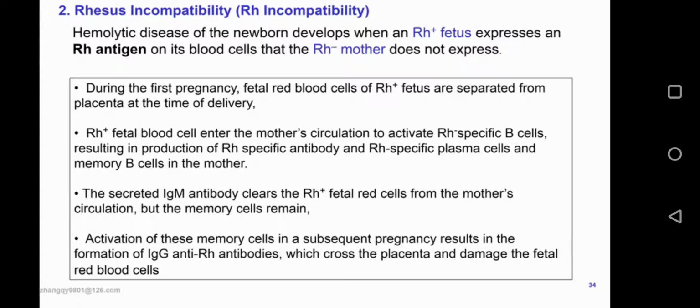During the first pregnancy, the Rh positive red blood cells are separated from the placenta, and during delivery, these Rh positive red blood cells enter the mother's circulation. For the mother, it is a foreign antigen, right? So the mother will react to the antigen and produce what? Antibody. And this type of antibody is IgG, it's not IgM. It's IgG. Why is this needed?